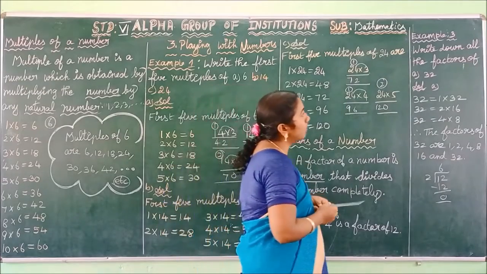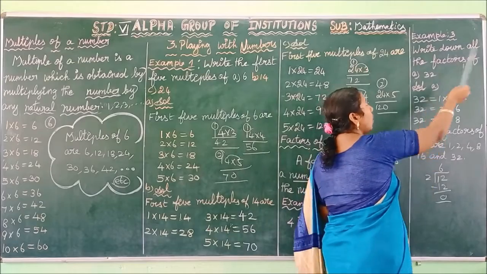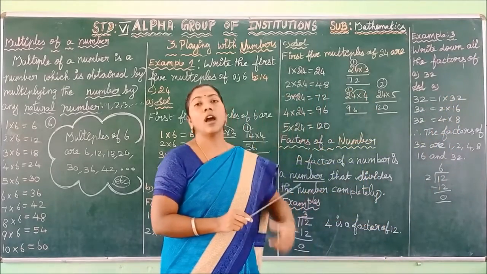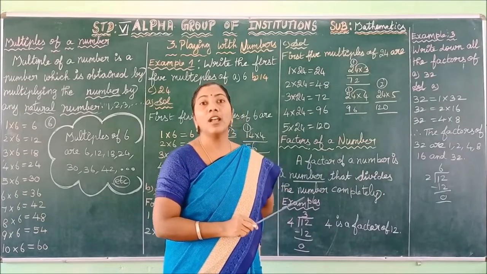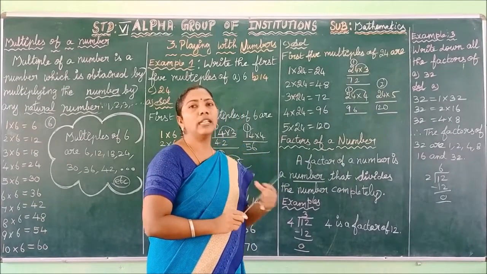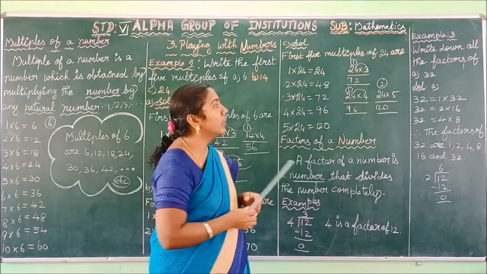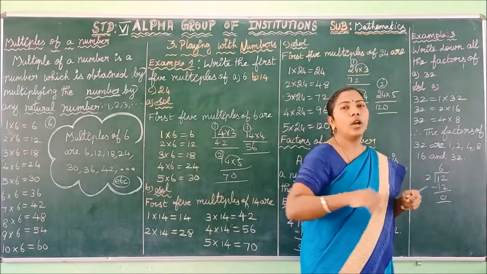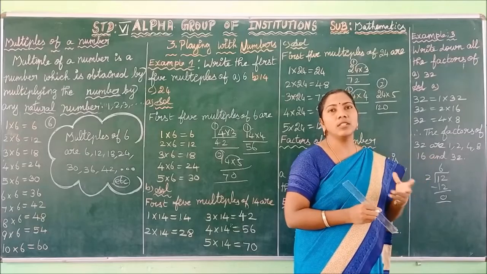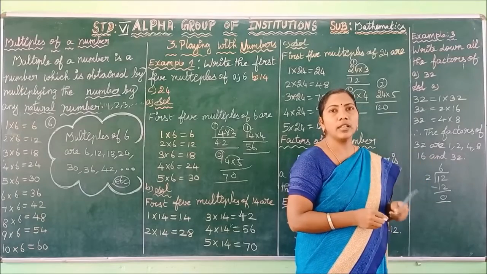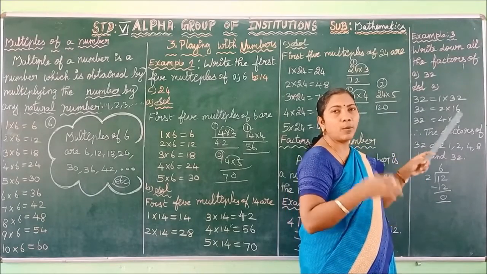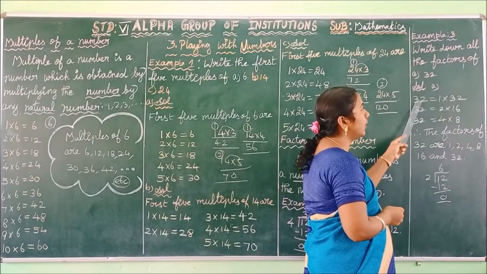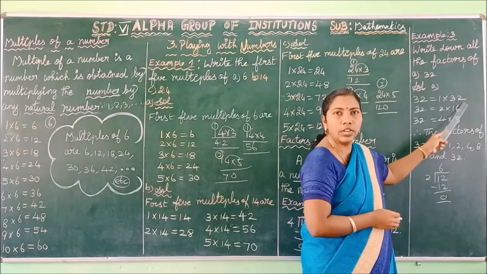Okay, see the example 3. Write down all the factors of 32. In the question they are asking all the factors, means you have to write all the factors. How do you find all the factors of a given number? First you have to observe the given number 32. You have to think that number comes in which table. Then you have to analyze and write that number as the product of numbers. First step is you have to write the 32 as 1 into 32.